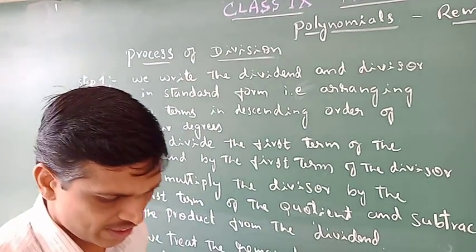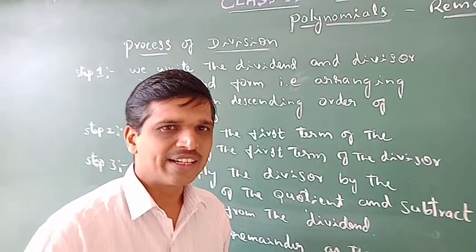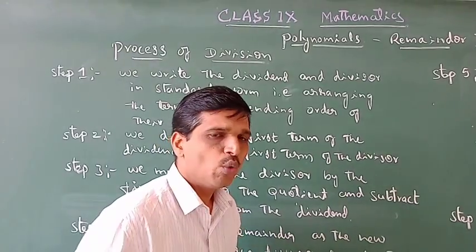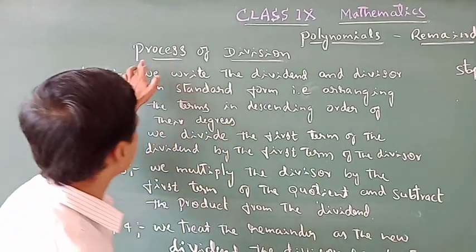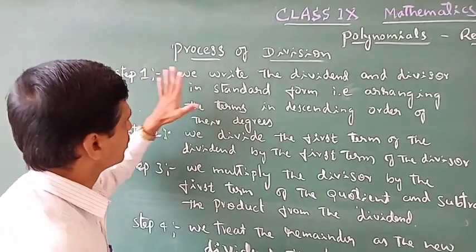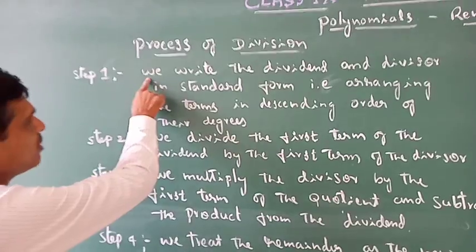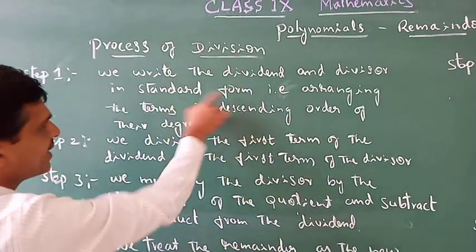You know that division can be done by our traditional method, which is called long division. What are the processes involved in this long division? That I have written over here. So look here. First, step number 1: we write the dividend and divisor in standard form.